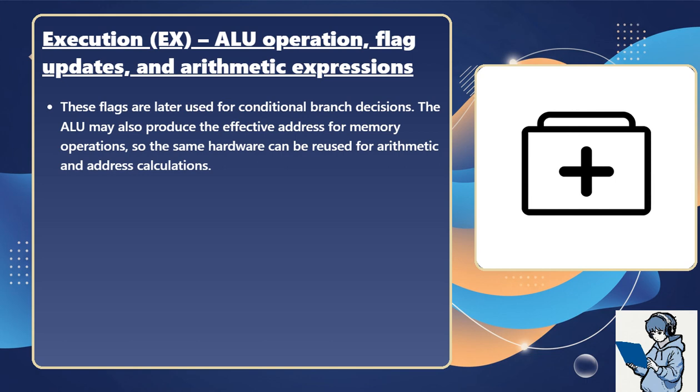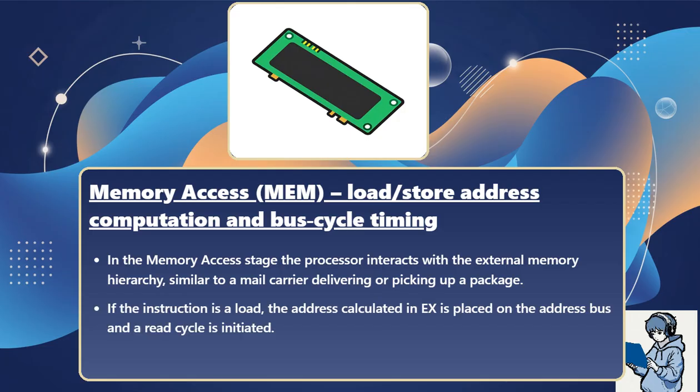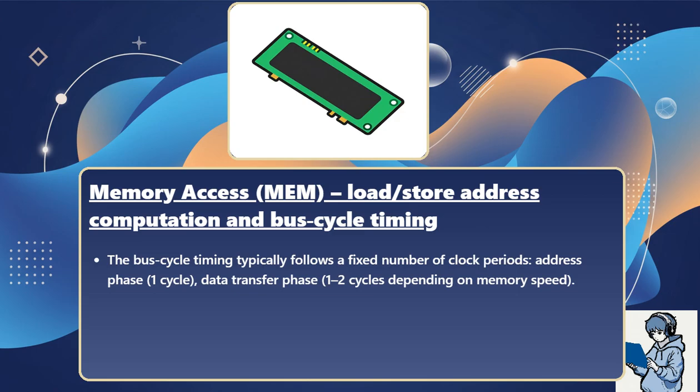and address calculations. In the memory access stage, the processor interacts with the external memory hierarchy, similar to a mail carrier delivering or picking up a package. If the instruction is a load, the address calculated in EX is placed on the address bus, and a read cycle is initiated. The bus cycle timing typically follows a fixed number of clock periods: address phase 1 cycle, data transfer phase 1 to 2 cycles depending on memory speed.